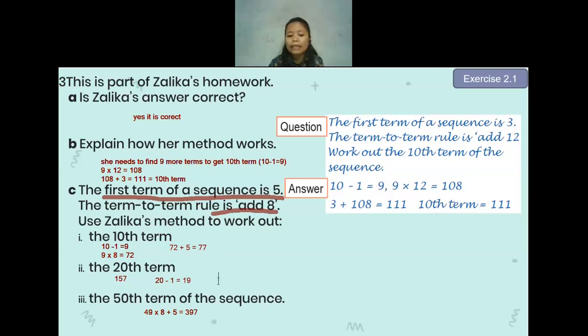After we got 19, we read the question. The term to term rule is add 8. So the 19, I need to multiply it by 8. 19 multiplied by 8 will be 152. And then after that, because it says 19 more terms from the first term, I need to add the first term. 152 plus 5 will be equal to 157.